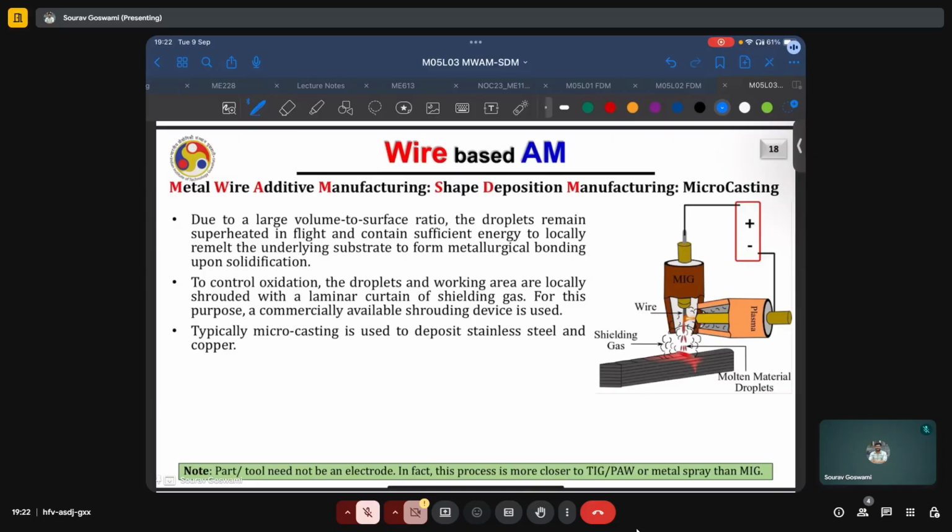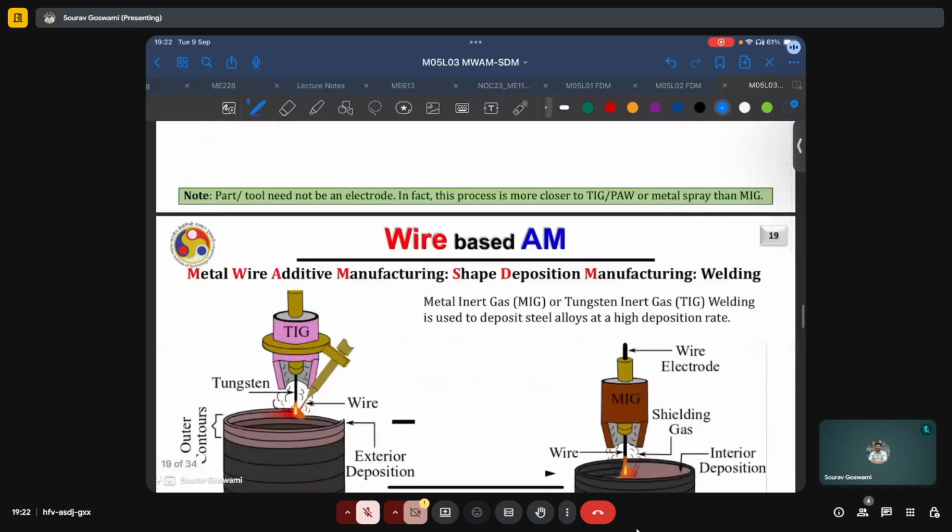And to control oxidation during this process, the droplets and working area are locally shrouded with a laminar curtain of shielding gas such as argon. For this purpose, a commercially available shrouding device is used. And typically, the application of microcasting has been to deposit stainless steel and copper.